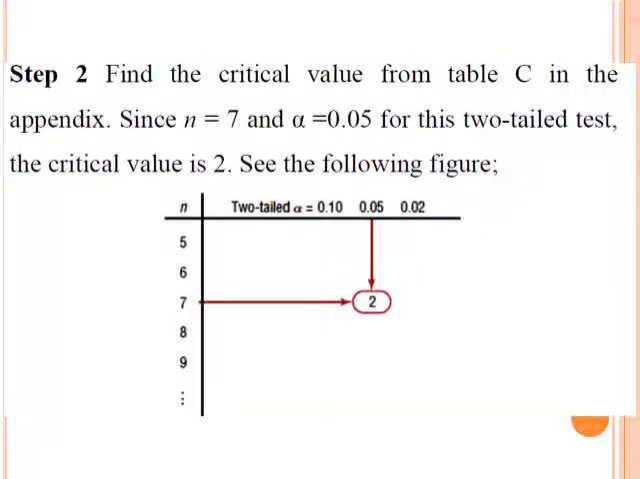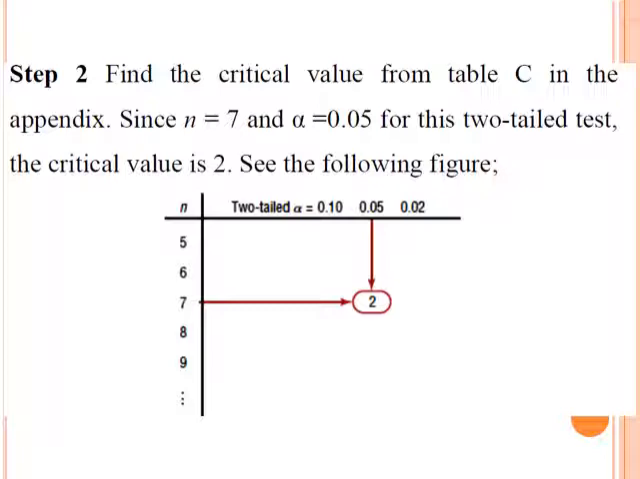The second step is to find the critical value from table C in the appendix. Table C has columns and rows. The rows are for the sample size n, and the columns are for alpha, beginning with 0.1, 0.05, 0.02, and so on. In this example, we have n equal to 7 and alpha equal to 0.05, which is 5%. This means that the level of significance is 5%, and we have a confidence level of 95%.